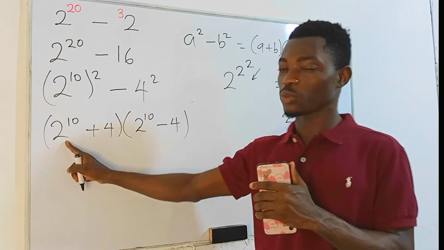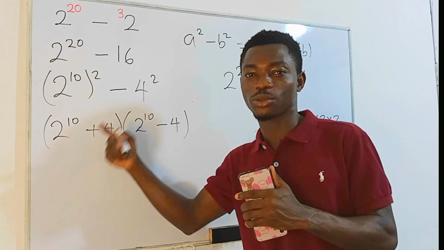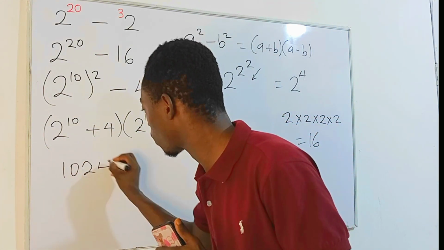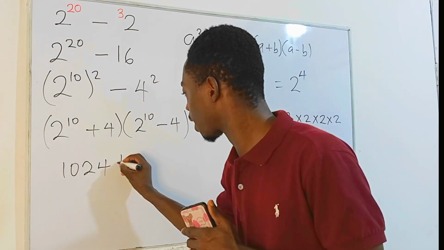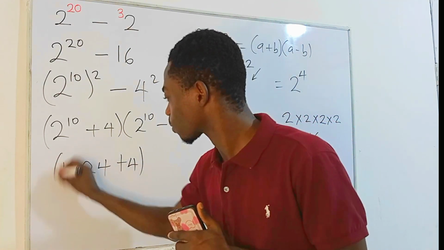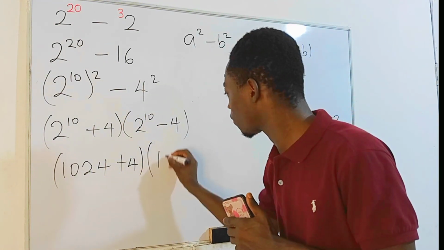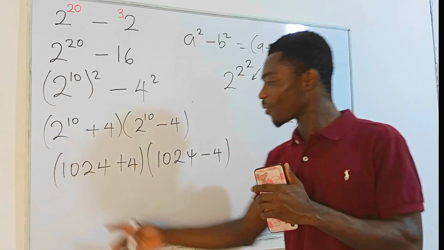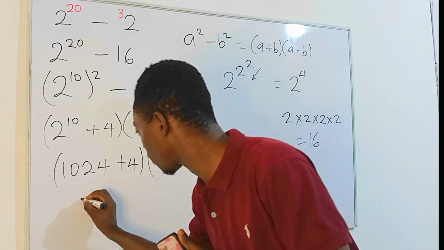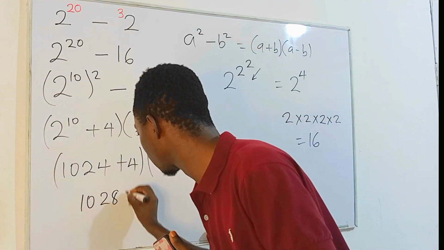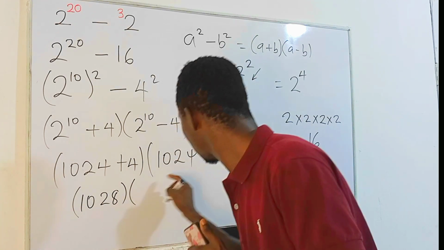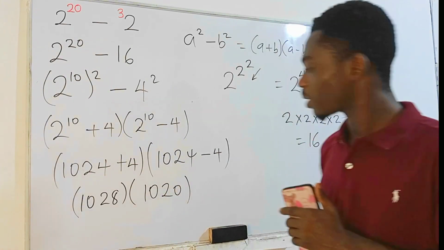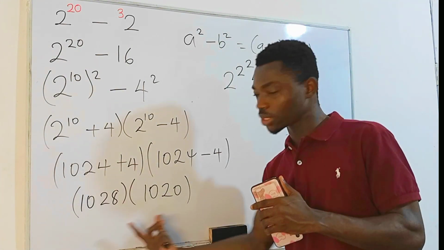Now, remember, this is repeated multiplication: 2 times 2 times 2, 10 times. And if you do that, we are going to have 1024. That is 2 to the power 10. Then plus this 4 right here. Then here we are still going to have 1024, then minus 4. Great. Now combining these two terms right here, we are going to have 1028, and this is multiplying 1024 minus 4, that is 1020. Now you realize that these two values are so huge.